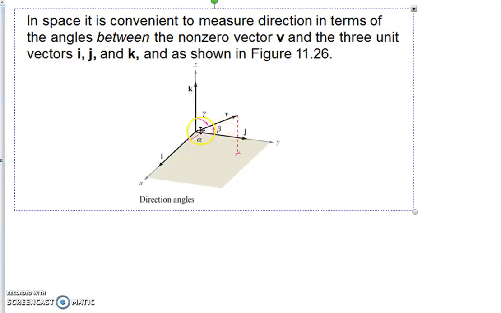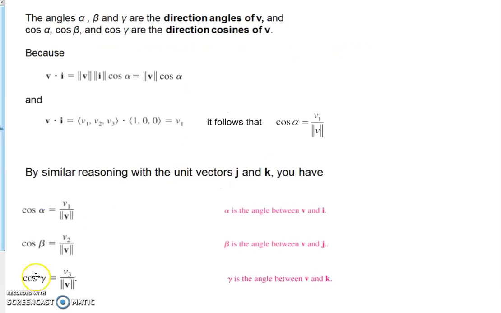And you can imagine why I want to know what angle it went off from a certain wall or something in a practical application. The angles alpha, beta, and gamma are the direction angles of V, and cosine alpha, cosine beta, and cosine gamma are the direction cosines. So just pay attention to what you're being asked for. If you want to know what the angle is, there it is. If you want to know what the cosine is, there it is.